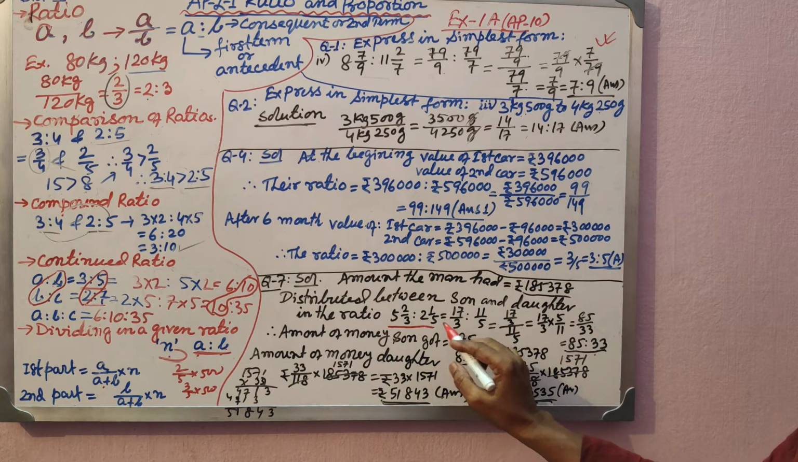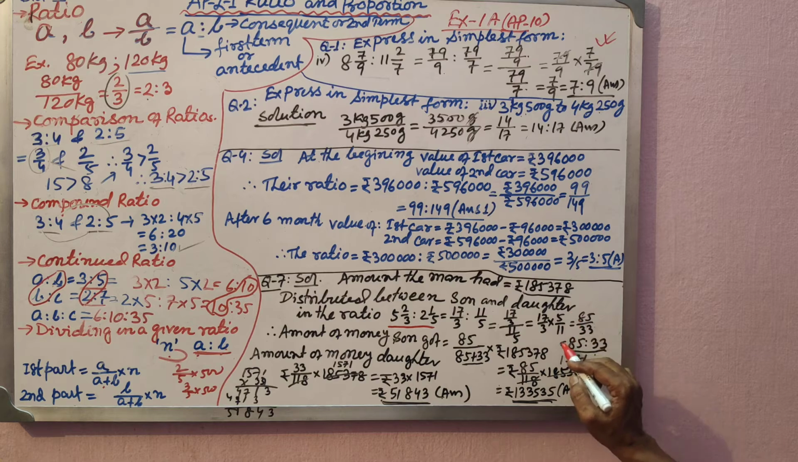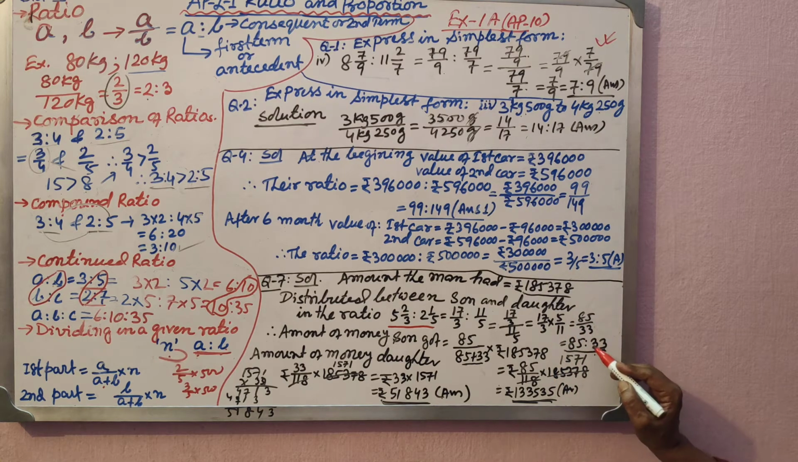So what will you do? First fraction divided by second fraction. Next line will be the first fraction into the reciprocal of the second fraction. So that you have done, then you have simplified it. It became 85 by 33: 17 by 3 into 5 by 11, which is 85 by 33. So the ratio between this son and daughter will be 85 is to 33.